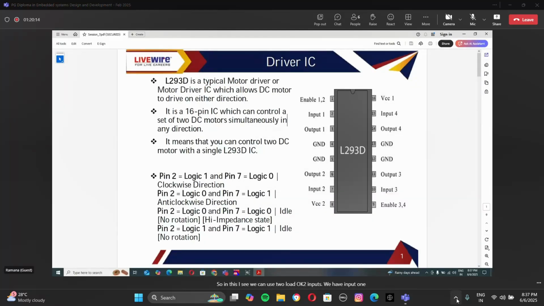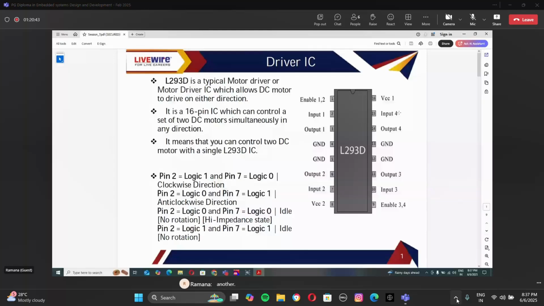Input 1, and 10th pin input 3, 10th pin and 15th pin input 4. That is for another motor. Okay.